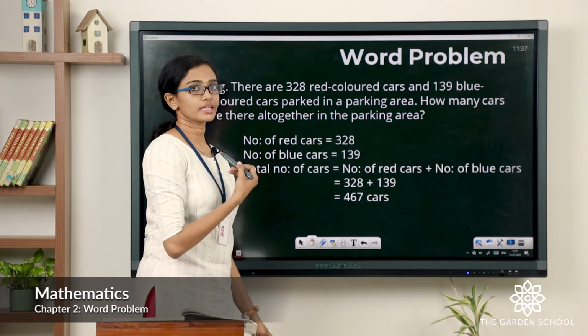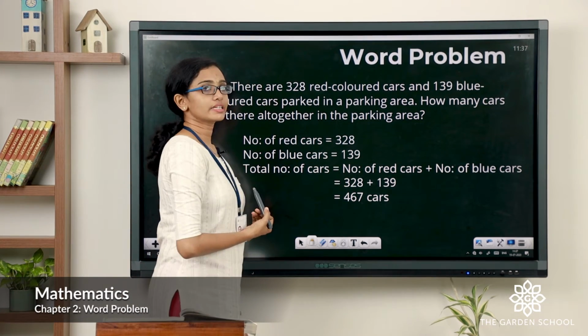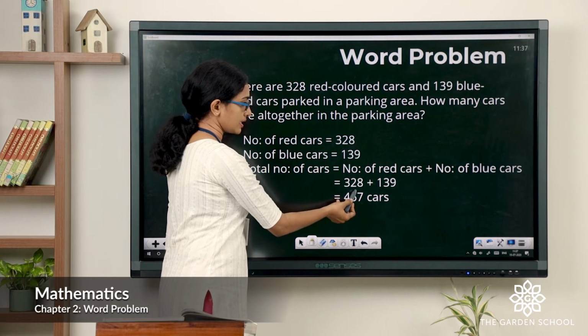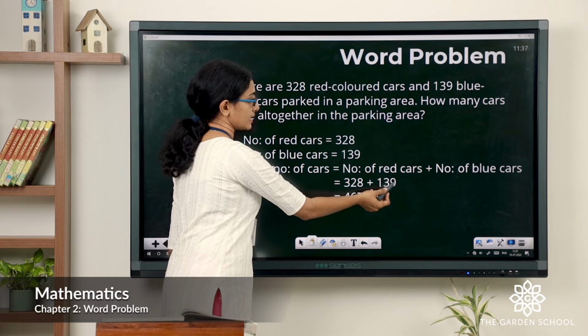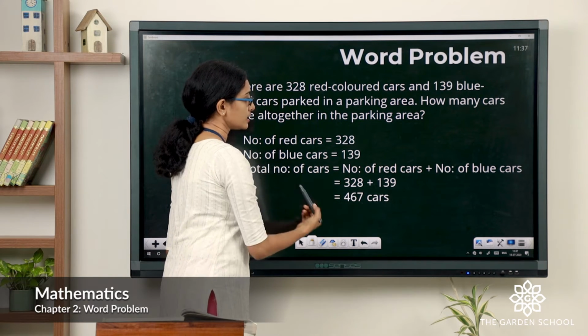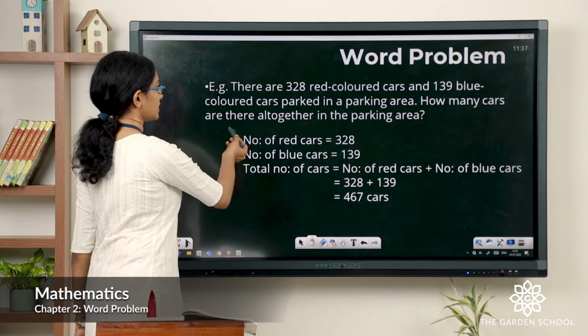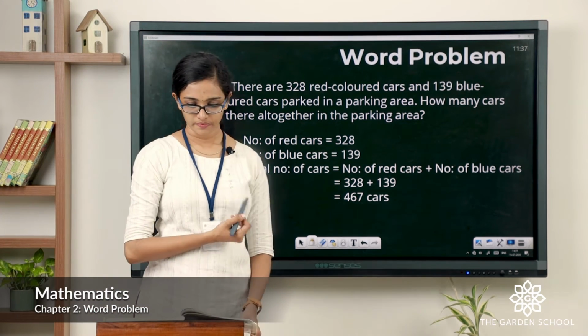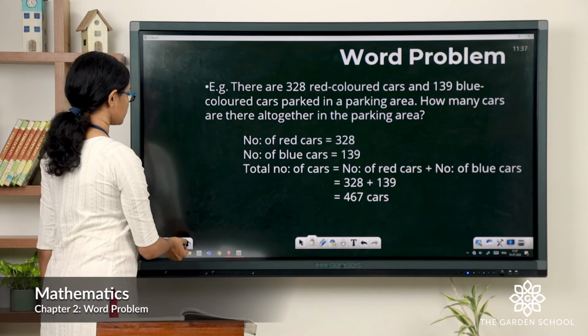Total number of cars equal to number of red cars plus number of blue cars, which is equal to 328 plus 139, which is equal to 467 cars. So that is the total number of cars parked in the parking area. I hope this is clear to you.